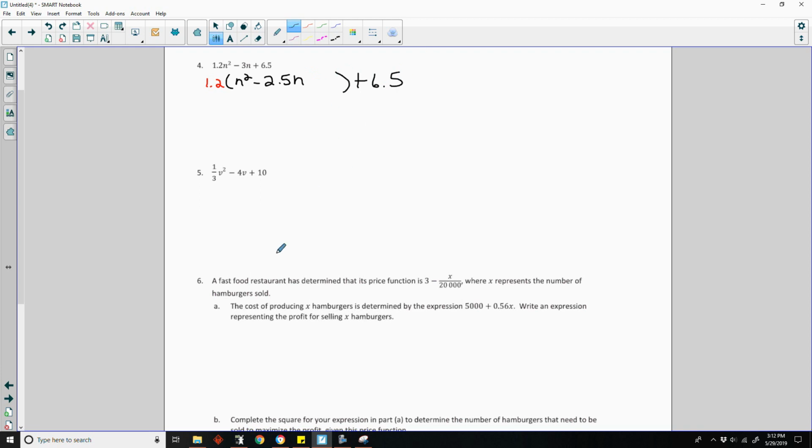Okay. I take my 2.5, which is my b, and I divide it by 2. And that equals 1.25. And then I'm going to square that. So that's going to go here. Plus 1.25 squared minus 1.2 times 1.25 squared, right? 1.2 times 1.25 squared, and that's positive, and then a negative one of the same thing.